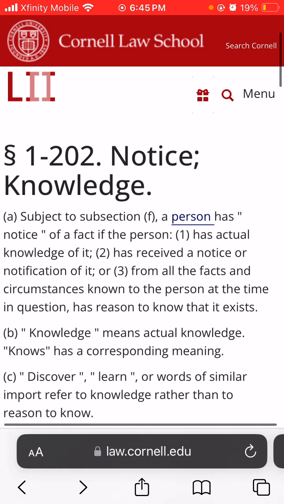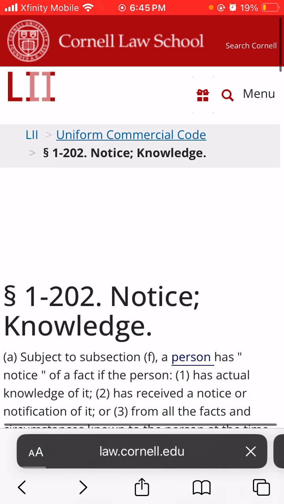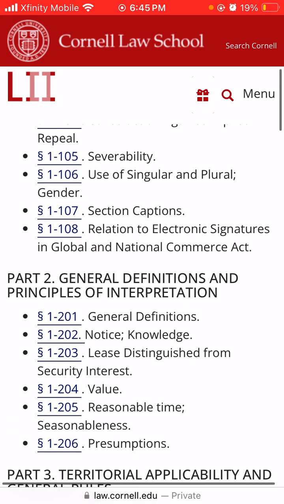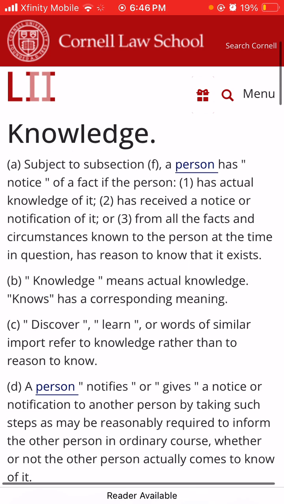So what is this section talking about? Let's see, hold on. 1-202, so this is principles of interpretation. I should have mentioned that. This is talking about principles of interpretation.